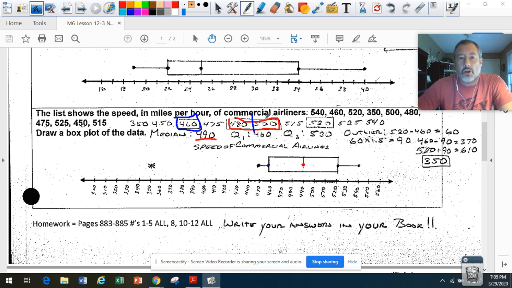Then let's go to my other side to figure out Q3. So I have to include the 500 here. 1, 2, 3, 4, 5. That makes life easy. 2 on this side, 2 on that side.